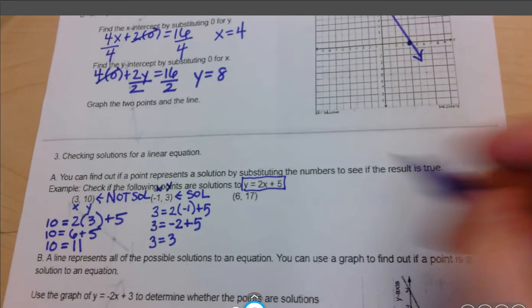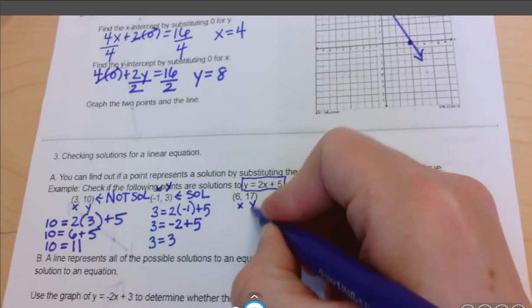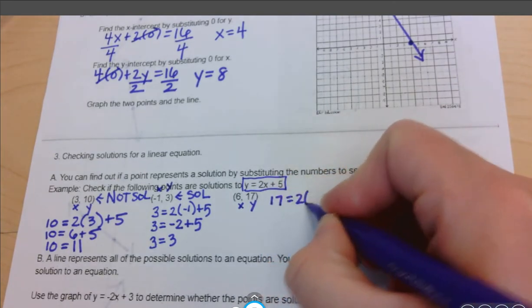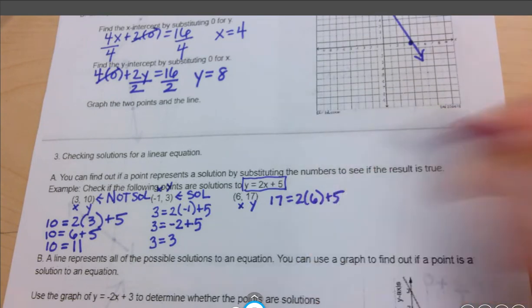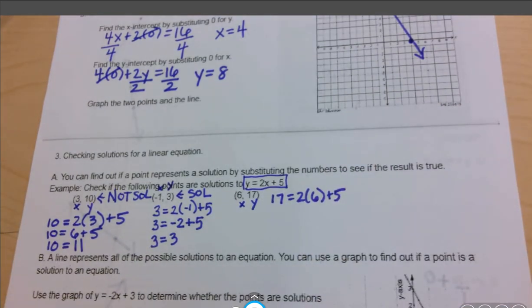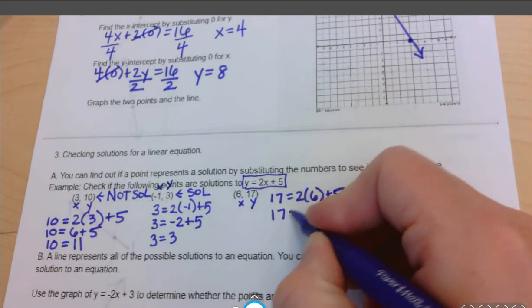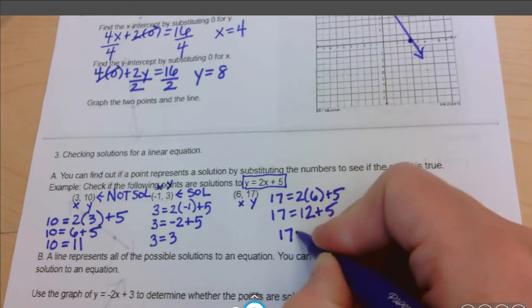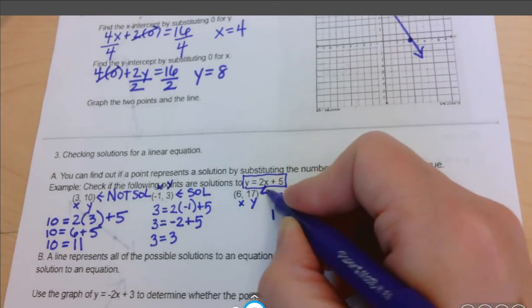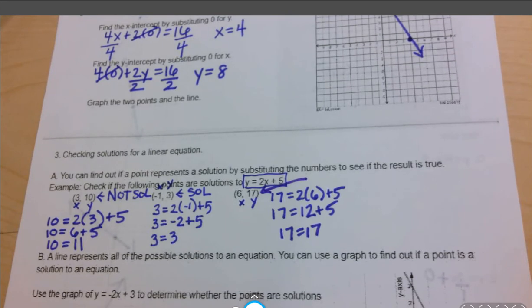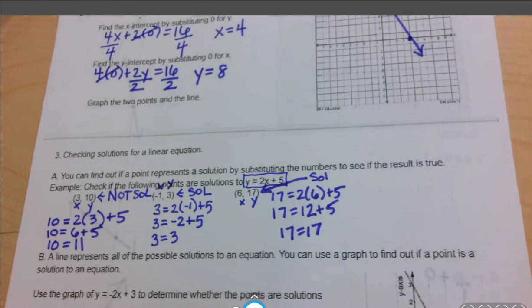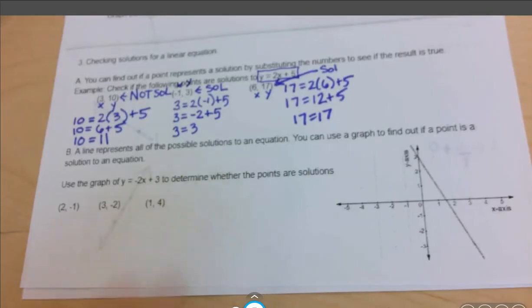All right, let's check the next one. Maybe you've been working ahead, x and y. And so instead of y, I'm going to put 17 equals 2 times 6 plus 5. 17 equals 12 plus 5. So is this a solution? Yeah, this one's going to work. So you can check and see if a point is a solution to an equation algebraically. And you can also check graphically.